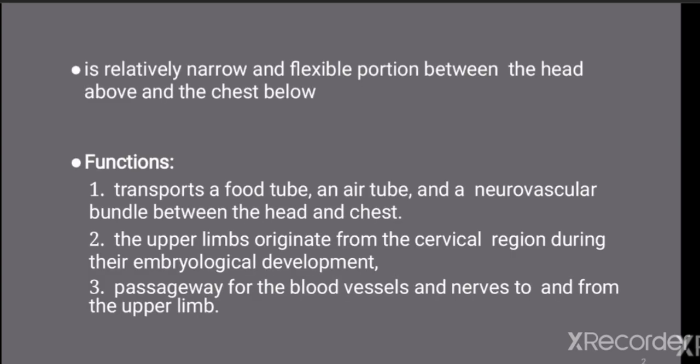Today I am going to tell you about the anatomy of the neck. So the neck is relatively a narrow, flexible portion between the head above and the chest below. The function of the neck includes the transportation of the food tube, air tube and neurovascular bundle between the head and the chest. The upper limbs originate from the cervical region during their embryological development. Also, the passageway for the blood vessels and nerves to and from the upper limb occurs through the neck.